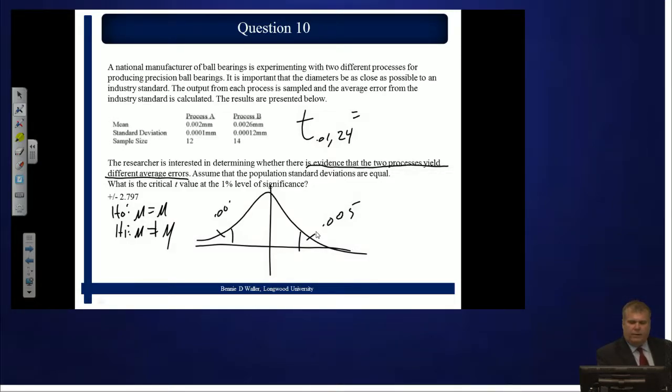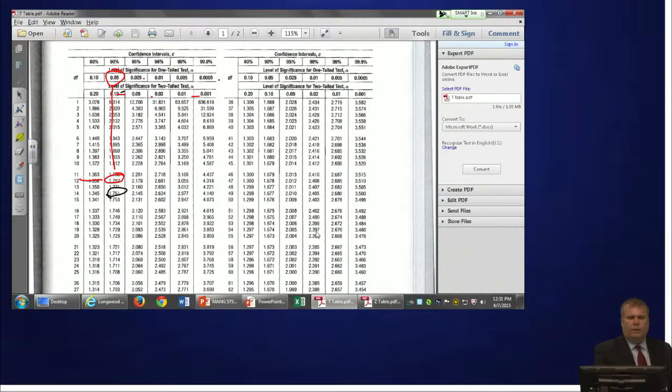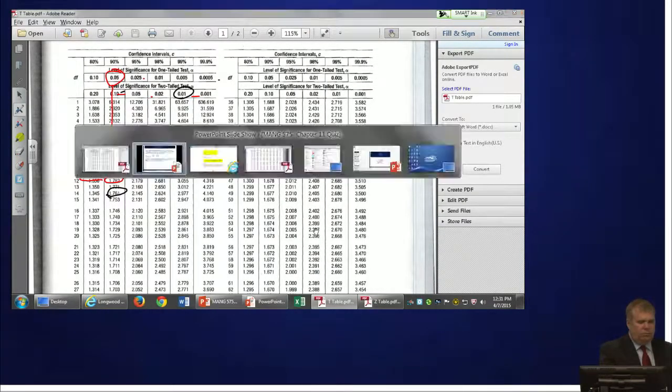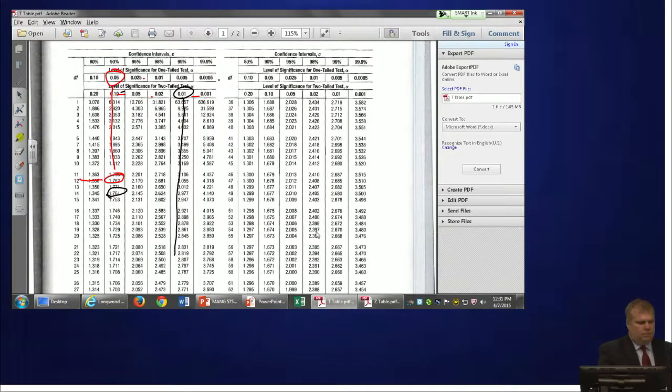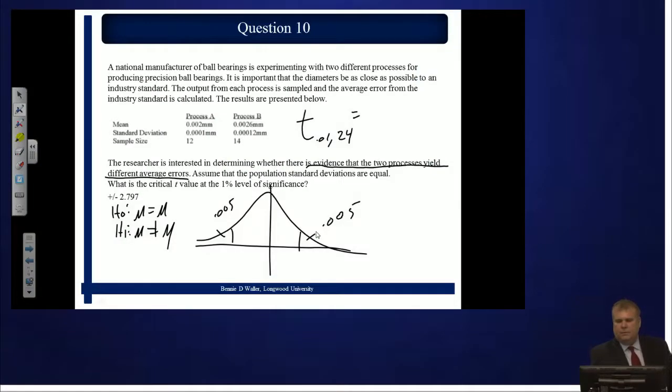That's why when I started down here, I had done 0.005, 0.005. But you go to the T table, once again, 1%, 2-tailed, 24 degrees of freedom, there it is, 2.797. So it is plus or minus 2.797. Why is it plus or minus? Because it's a 2-tailed test. You've got a rejection region to the right, which is positive, but the rejection region to the left over here would be a negative value. So you really have minus 2.797 and positive 2.797.